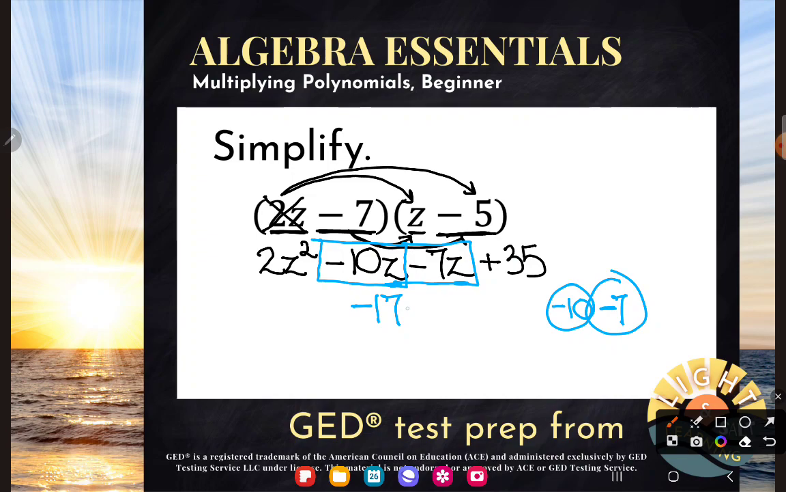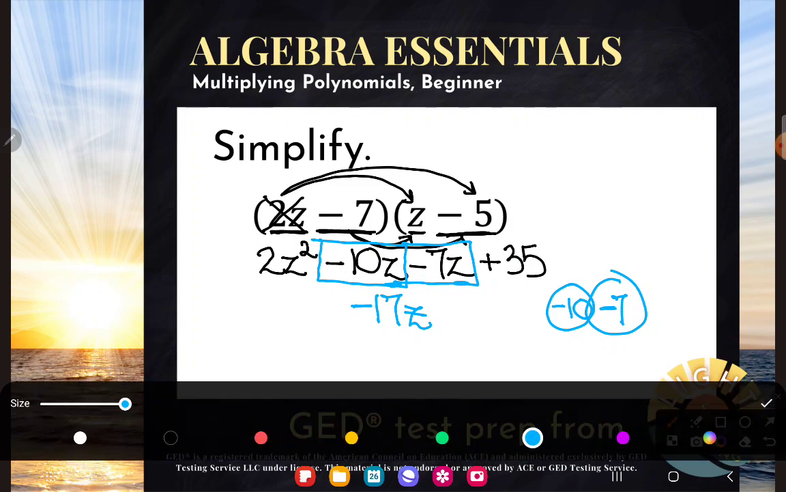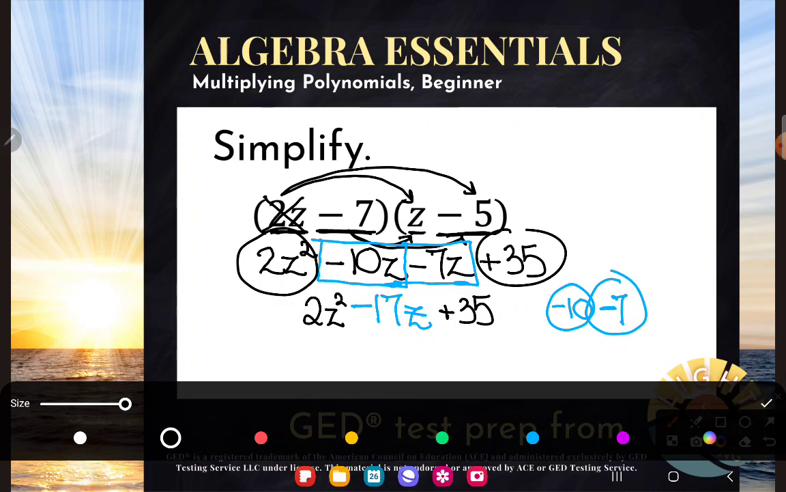So -17, what though? I was adding and subtracting z's, and your variable doesn't change when you're adding, subtracting. Now, I had no more of these z squared terms, so I'll just see 2z squared here. And I have no other constant terms, plain old number terms, so I'll just see plus 35 there. And now, this is as simple as it's going to get. My final simplified expression here is 2z squared minus 17z plus 35.